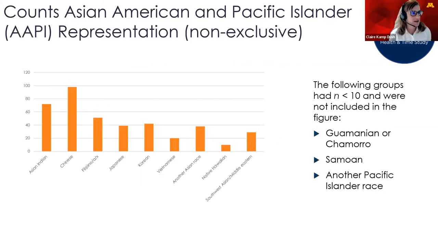Within the Asian American and Pacific Islander group, I just wanted to show where folks broke down in that sample. You can see that we had the highest proportion of folks that chose that they were Chinese. Then of course we had Asian Indians, people that were Filipino, Japanese, and Korean, and other Asian races.